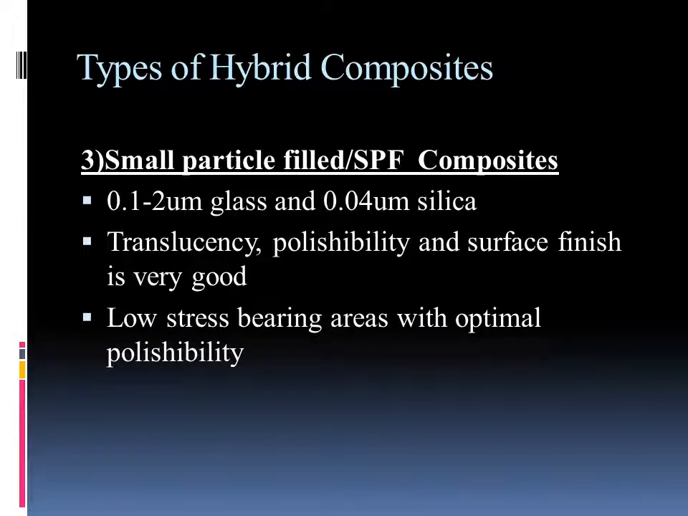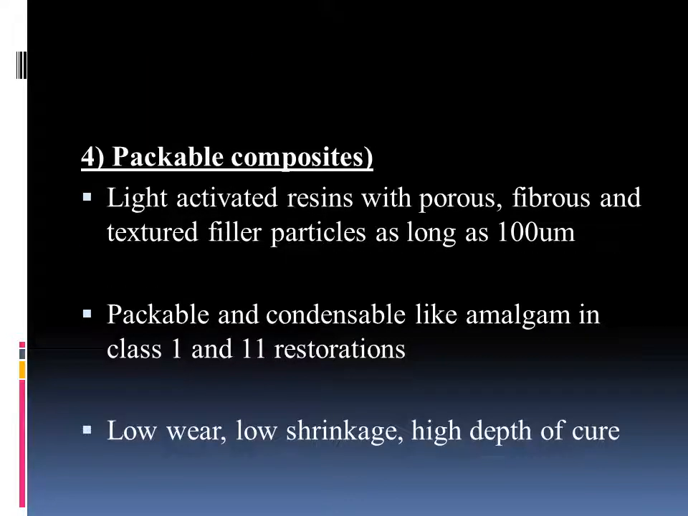Then the small particle composites, 0.1 to 2 micron glass and 0.04 micron silica. Now they have translucency, polishability, and surface finish is very good, which means that they lead in terms of the aesthetics. However, they can only be used in low stress bearing areas with optimal polishability. So the areas which are low stress bearing areas, where the masticatory forces are less, for example the anteriors, and you need excellent aesthetics or polishability, we can use the small particle fill composite. So these all basically are the types of the hybrid composite.